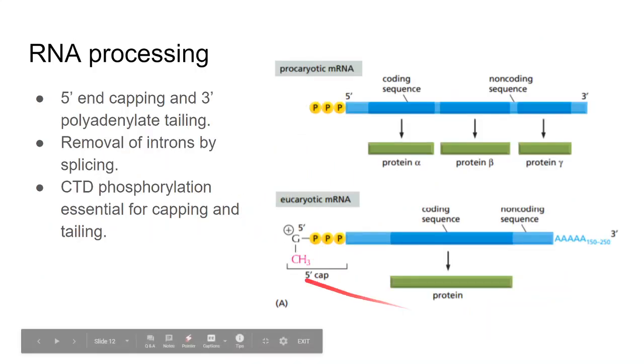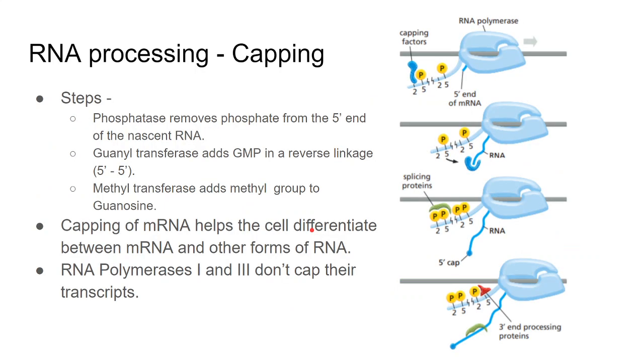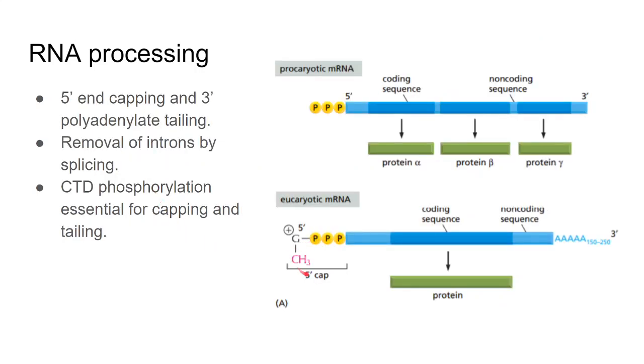So this is the linkage you see right here. Since this is the 3' end, this is the 5' end, and this is also the 5' end of the guanine. So you have 5' to 5' binding because of the guanyl transferase. And then a methyl transferase: this CH3, this methyl group, is added by the third enzyme, the methyl transferase.